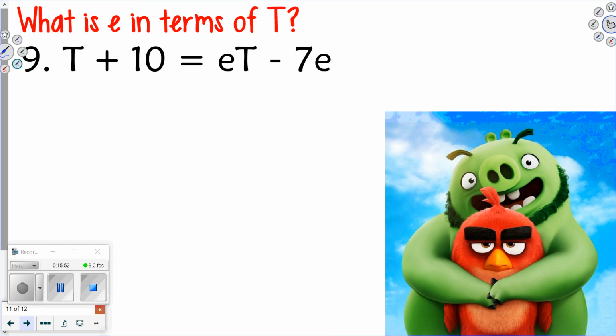What is E in terms of T? So what variable are you solving for? You want E equals or T equals? E, right? What is E means solve for E. That's what that means. So I want E by itself. Whoa. Take a look at this problem. You have two E's. I have two E's. I somehow have to make that a single E.